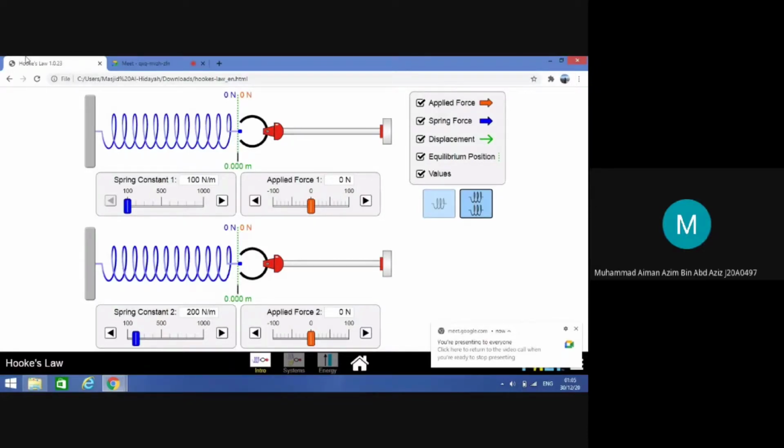My experiment is Hooke's law. The theory of Hooke's law is that the displacement of a spring is directly proportional to the deforming force or load.